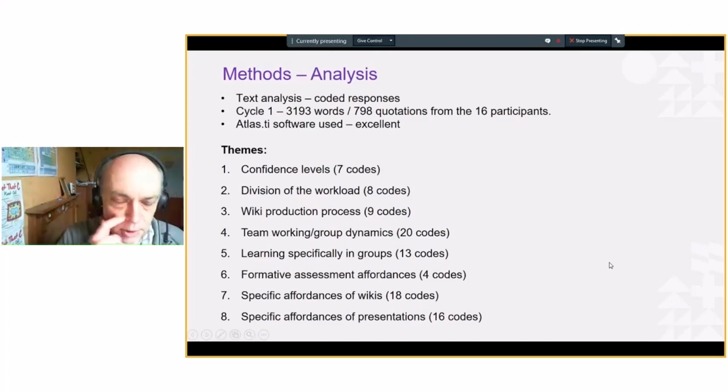I won't go into too much detail about this, but my themes were 8 themes, as you can see there: confidence levels, division of the workload, wiki production process. Interestingly, there was no talk in any of the feedback about their experience of making Microsoft PowerPoint presentations. That seems to be a very robust process for the students. They've done many PowerPoints in the past, so that's familiar to them, but certainly the wiki production process was new to them.